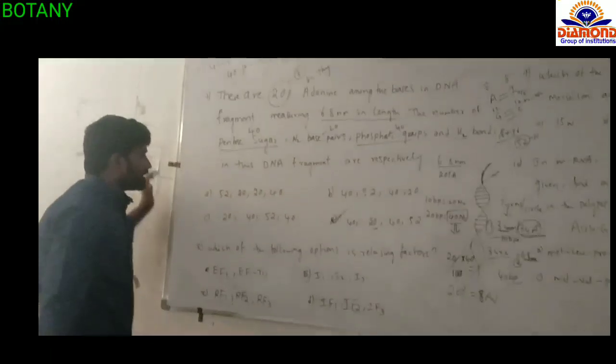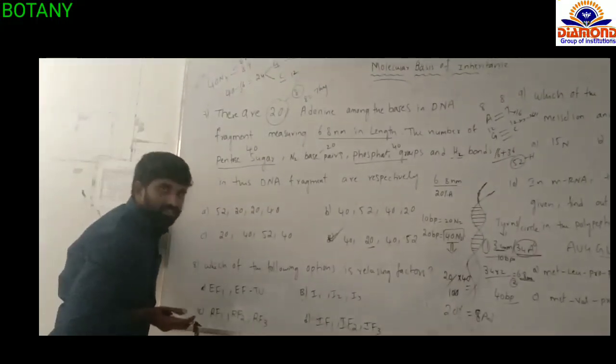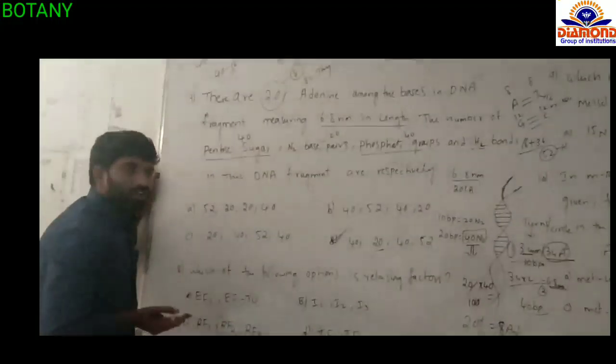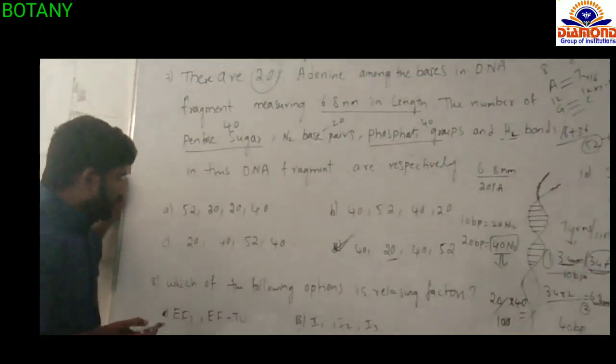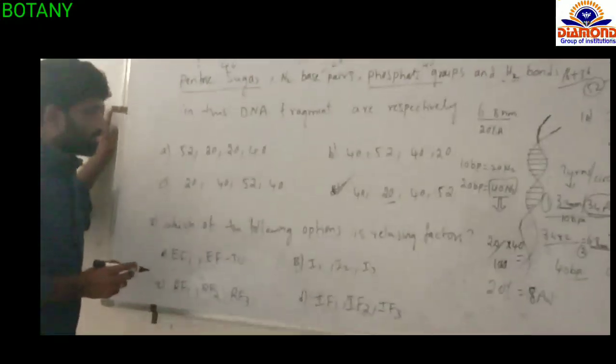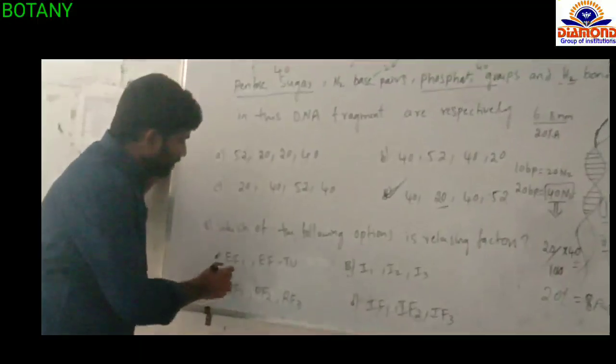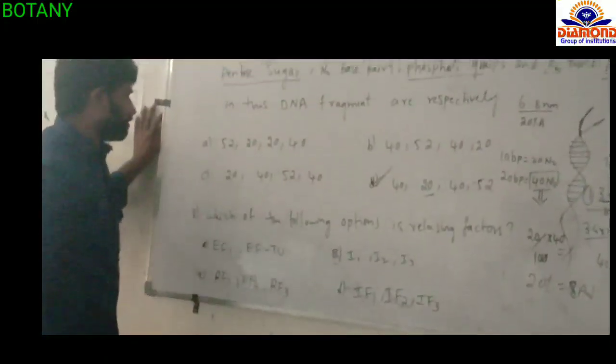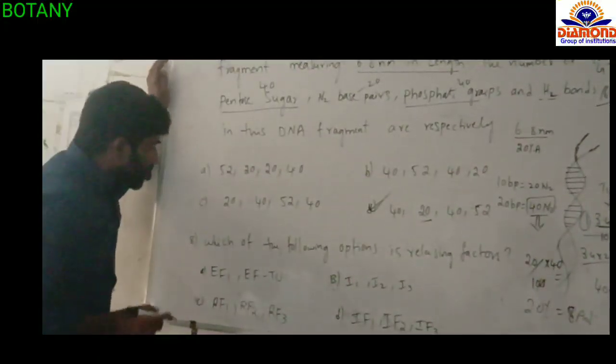Next, which of the following options is releasing factors? Releasing factors are seen at the time of the translation mechanism. They can stop the synthesis of protein. By the use of some factors, which we call releasing factors. Option 1 is given as EF1 and EF2.